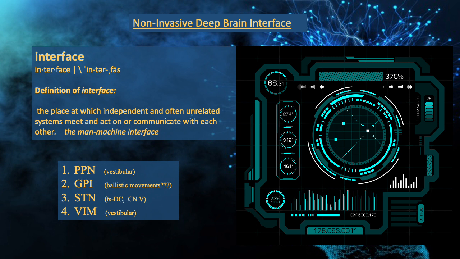Now, if we take a look at some of the traditional deep brain targets, like the PPN, we'll find that there's an interface through the vestibular system that may allow us to modulate the activity of the PPN in patients with Parkinson's disease. Similarly, the GPi seems to be activated by ballistic movement. So maybe the STN can be activated by trans-spinal direct current stimulation and/or cranial nerve 5 stimulation. The VIM, another deep brain target, can also be activated by certain types of vestibular stimulation.